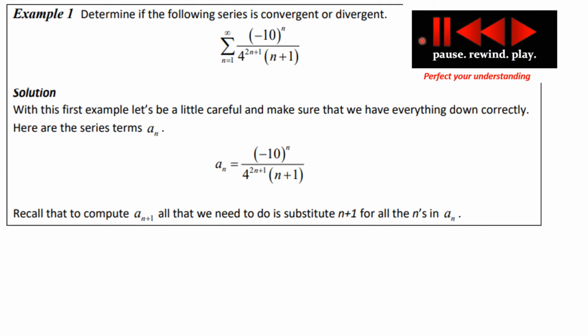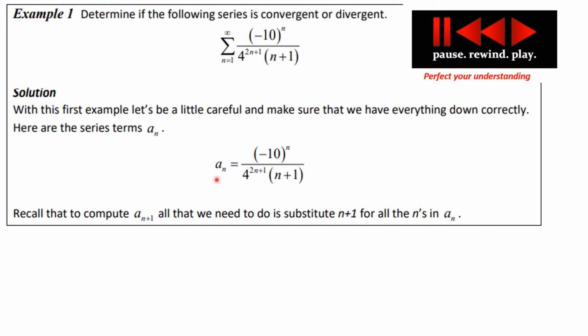Okay, so here's the first one again. I encourage you to do these either now or as a practice problem, or maybe both later. Determine if the following series is convergent or divergent. This is the summation n equal 1 to infinity of minus 10 whole to the n over 4 to the 2n plus 1 times n plus 1. So that's pretty complicated stuff, and so what we'll do is use the ratio test on this.